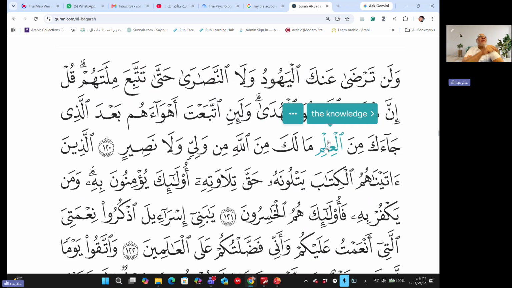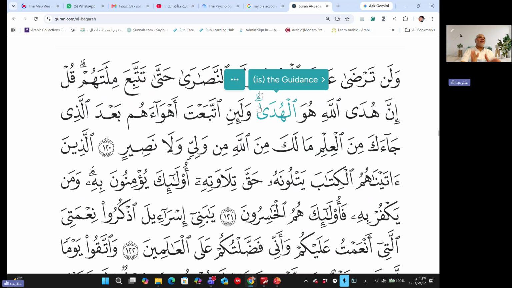But this is the part of the condition. If you do not do this, you do not have a protector or helper. So you have to say the whole conditional statement together. If you follow their desires after what has come to you of knowledge, you do not have a protector or a helper from Allah. This has to be all said in one breath. So it's better to stop at all the traffic lights so that you can go through this. So the correct way of pronouncing this ayah would be like this. وَلَن تَرْضَى عَنْكَ الْيَهُودُ وَلَا النَّصَارَى حَتَّى تَتَّبِعَ مِلَّتَهُمْ. قل إن هدى الله هو الهدى.